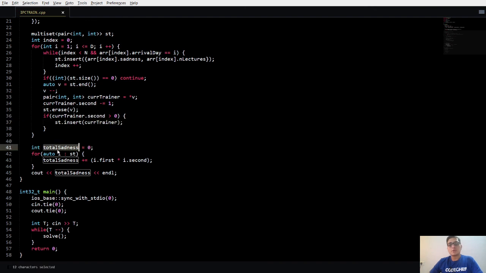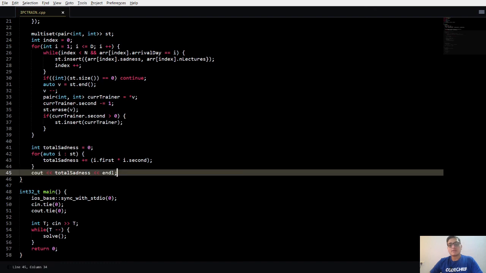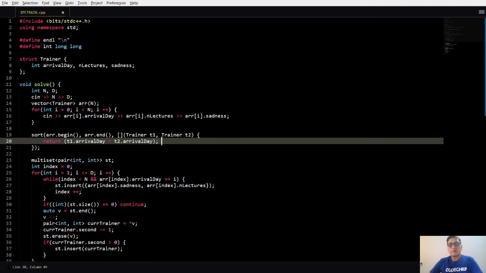We use a variable total sadness to store the final answer. Total sadness is basically the sum of all the lectures that are left, which is represented by I dot second, multiplied by the sadness value I dot first. Finally, we print the answer. So guys, this is pretty much the whole code. Try to code it yourself, and if you face any issue, then come back and watch it again.